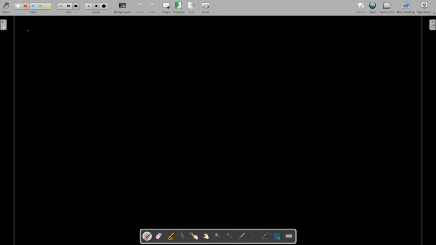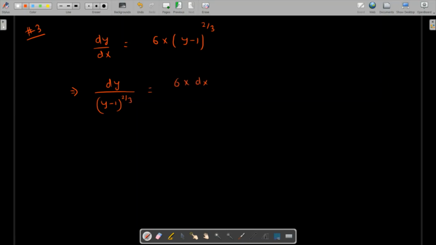Let's talk about another one. So we have, in this case, dy over dx is equal to 6x times y minus 1 raised to the power 2 over 3. Again, the drill remains the same. So we are going to divide both sides by y minus 1 raised to the power 2 over 3, and we are going to take the dx over to the other side. And since they are separated, we are going to integrate both.